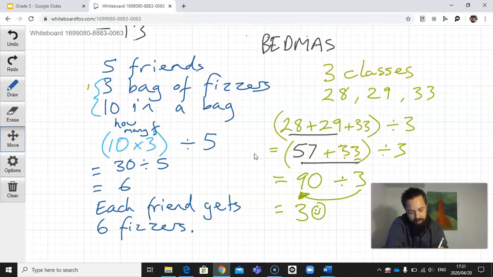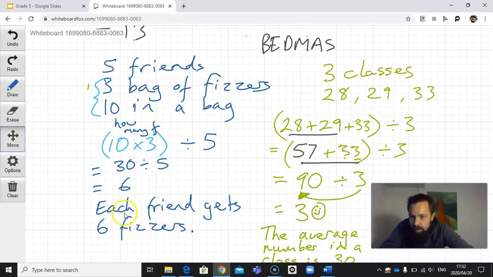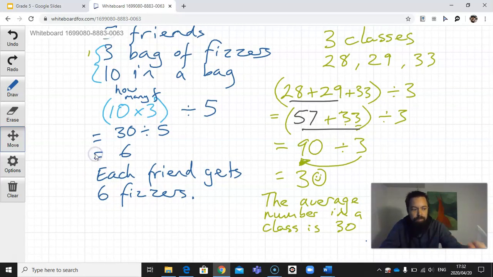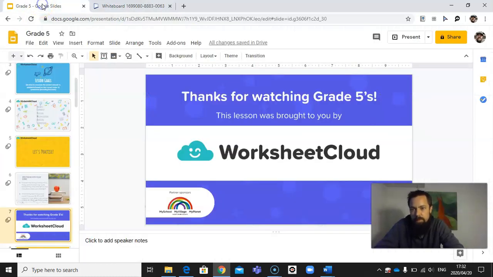So it's a word problem. The average number in a class is 30. Shift that up so you can see it. Good. Well, I hope that makes sense. There are a lot of times when BODMAS comes up and is very useful when we're doing word problems.